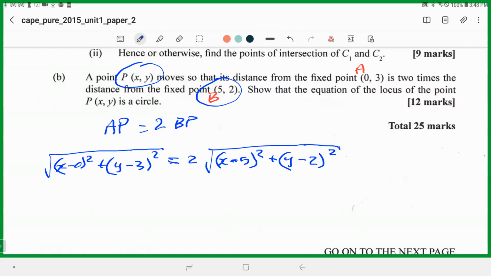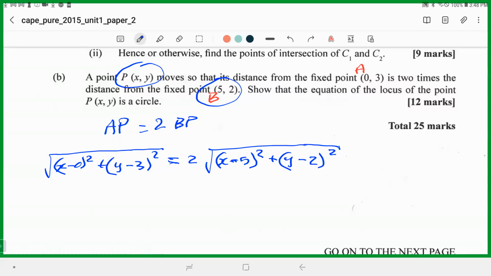Square both sides first to get rid of the square root sign. I'm going to take out the square root, and it's going to become a 4 when I square both sides. If I expand under here, I'm just going to get x squared for this one.